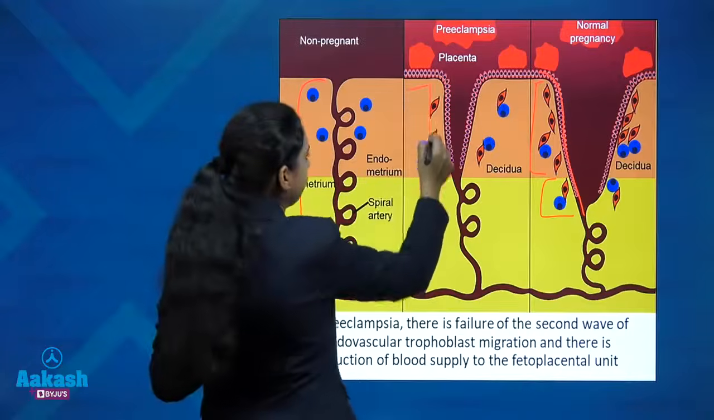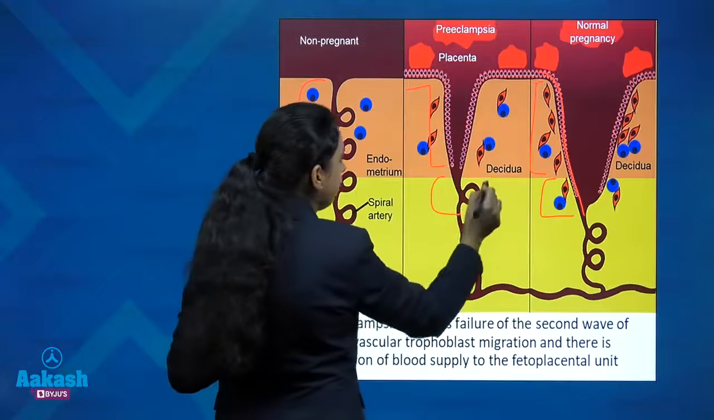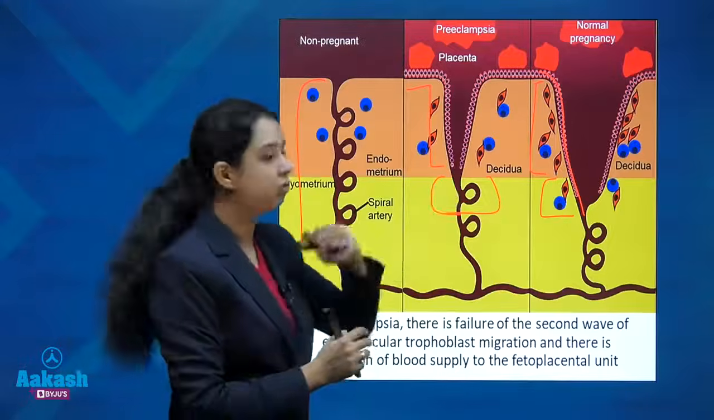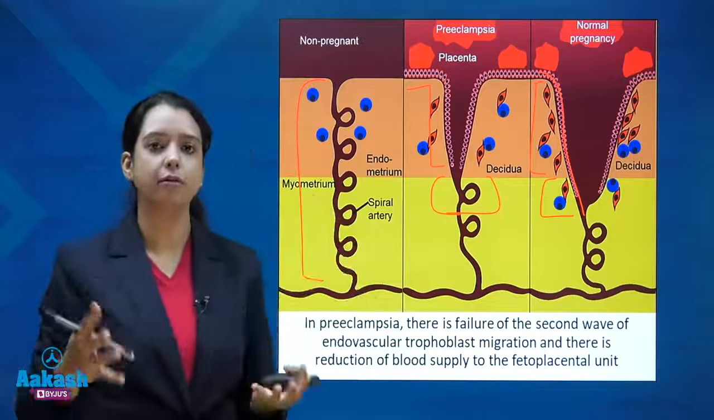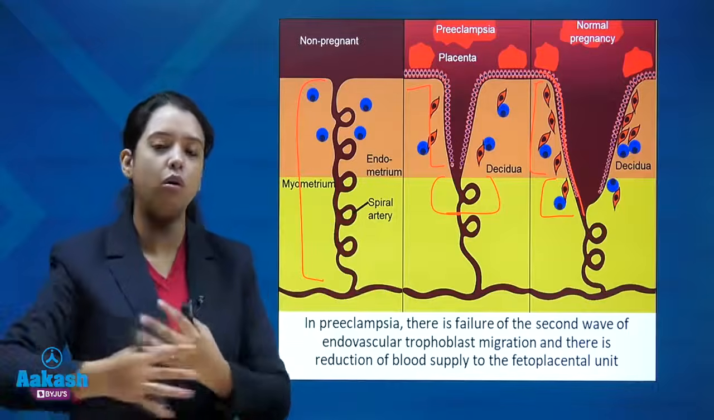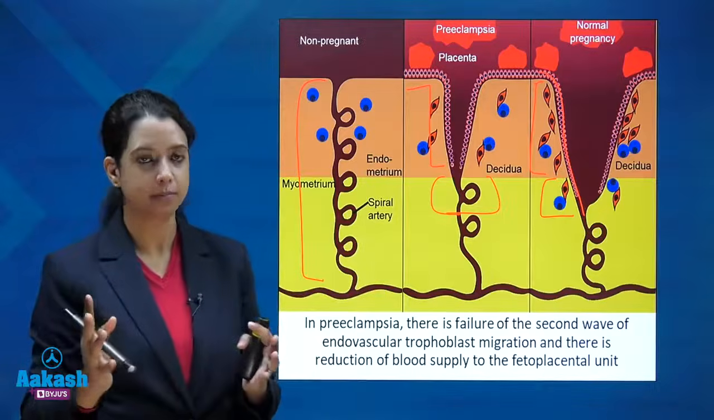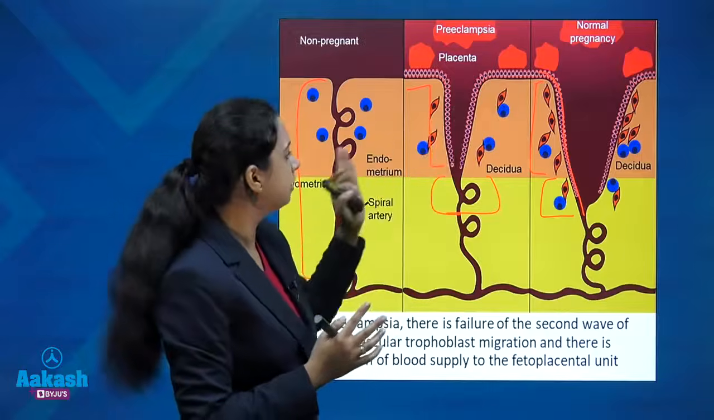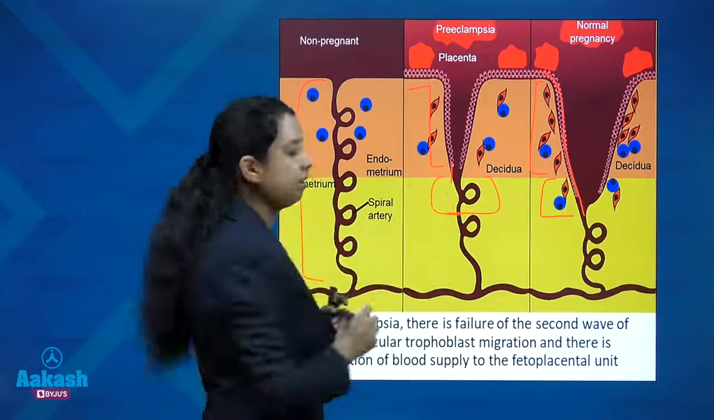First wave is happening normally, but second wave of this myometrial invasion is not happening. That is why there is vasoconstriction and the fetus does not get enough blood supply, leading to all complications of preeclampsia. So what is invading? The extravillous trophoblast is invading your spiral arterioles, right?